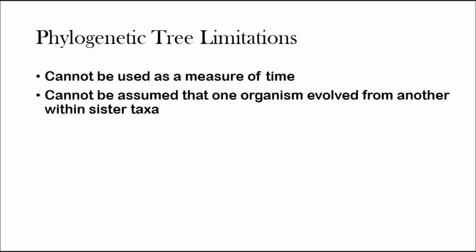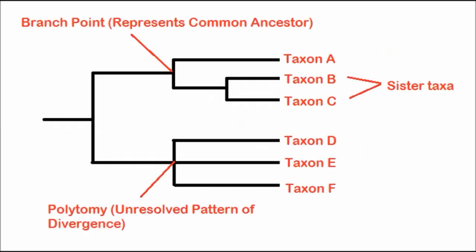The second thing is that you cannot assume that one organism evolved from another within a sister taxa. So let's say in the sister taxa right here, you can't assume that taxon C evolved from taxon B, and you can't assume that taxon B evolved from taxon C. Same way, vice versa. You can only assume that taxon B and taxon C have a direct common ancestor. That's it.